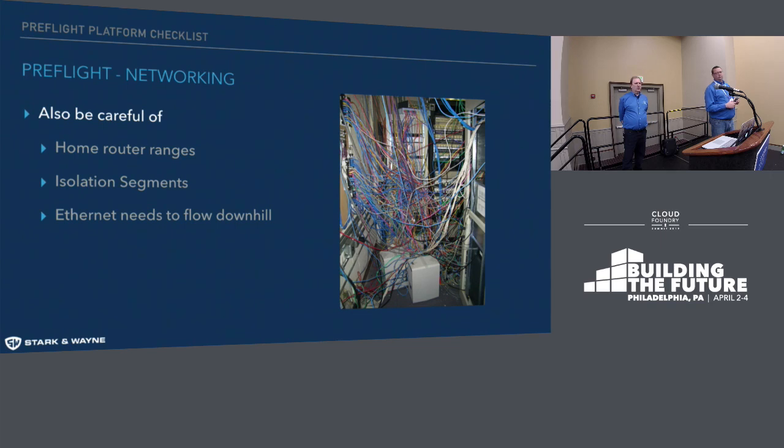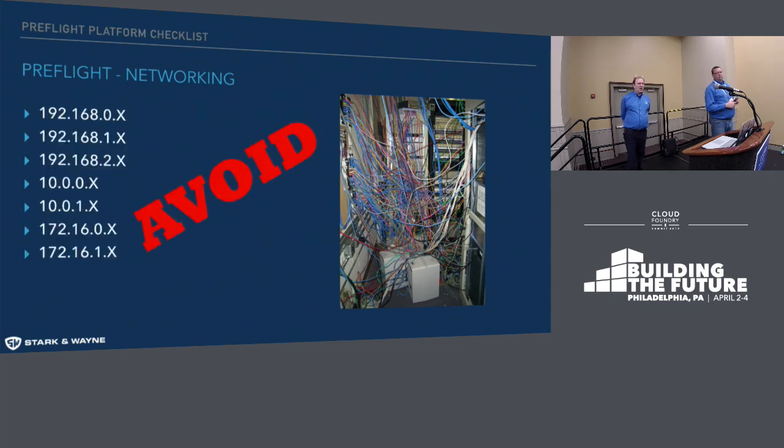Also be careful of home router ranges. When you're setting up your network, avoid the common 192.168.0 and 10.0.1. I was working with a customer months ago, VPN'd into their network, tried to log into their jump box, timed out. Tried to log into the jump box again, timed out. Looking at it, why am I trying to SSH into my printer? Oh, their network and my network have the same IP range.